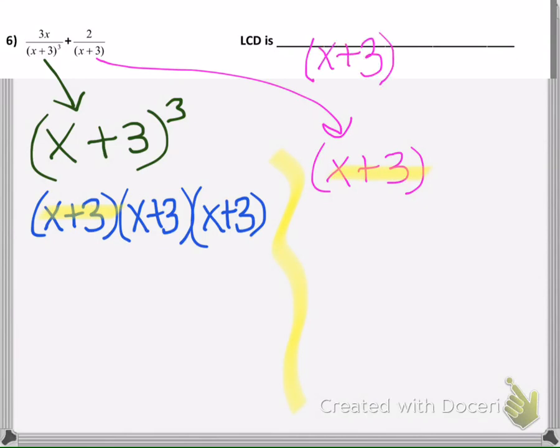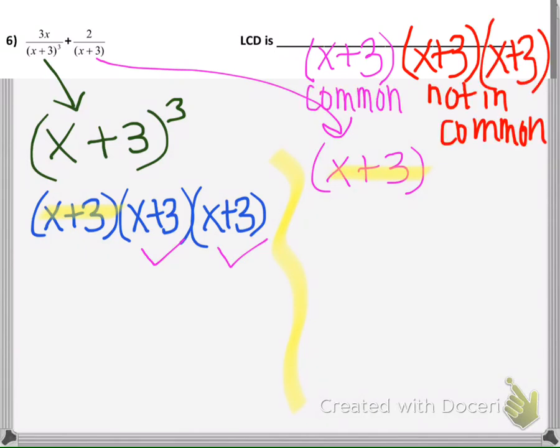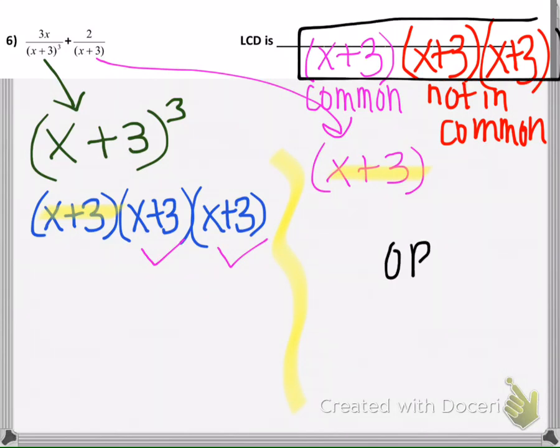Now we need to include what's not in common, both of those. So x plus 3 times x plus 3. So this would be our common denominator, or you can also write it as x plus 3 to the second power. Oops, I should say that would be x plus 3 to the third power, because there's 3 of them.